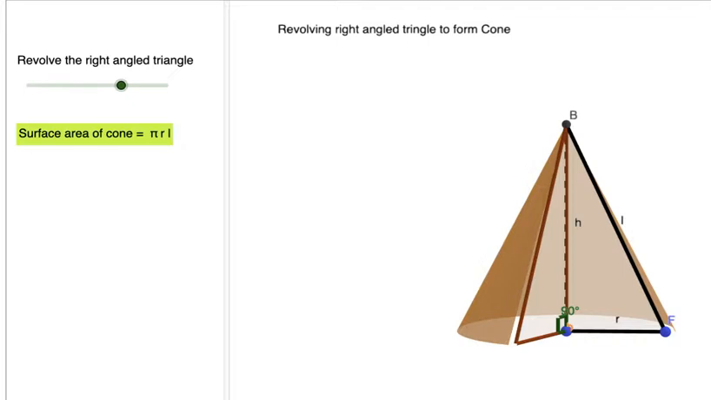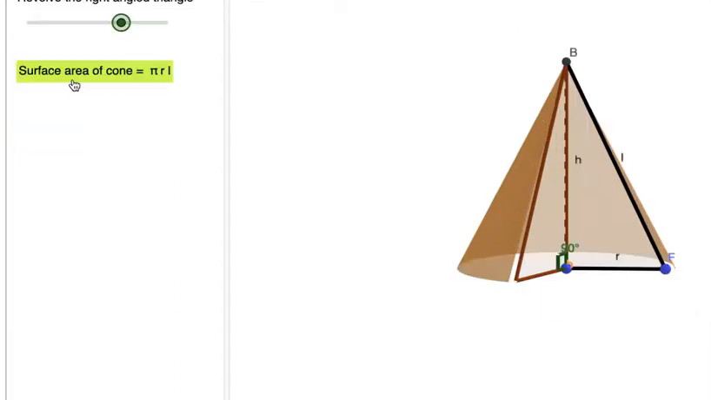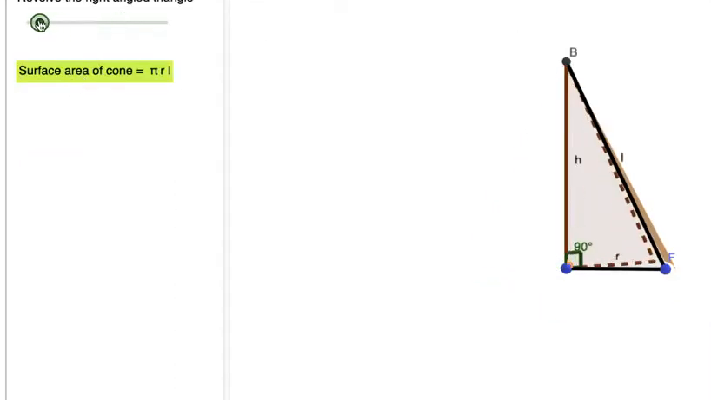This model illustrates the relation between a triangle and a cone. So if you revolve a right-angled triangle, then this will form a cone. Watch this. So now you have the control, you can move this. Now this is the triangle.